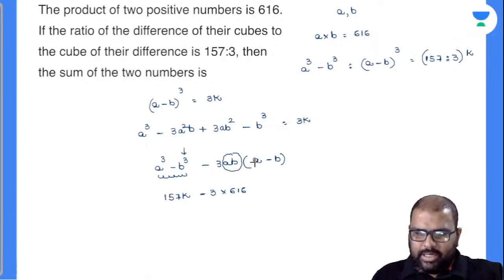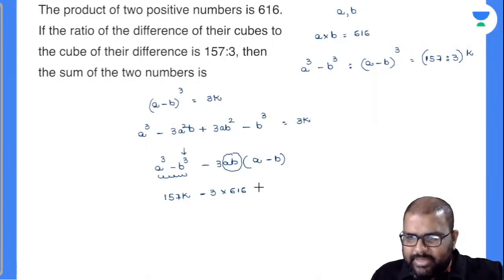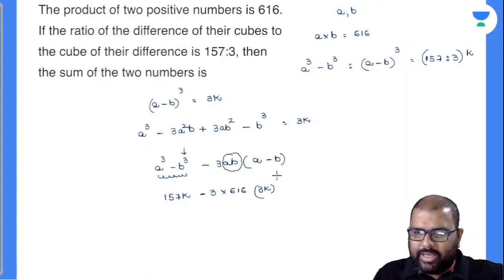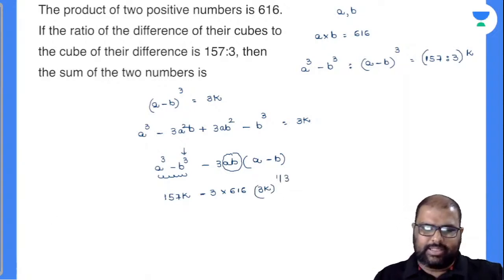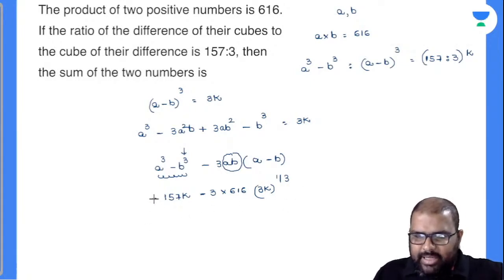So how can I write down a minus b? Already you know a minus b whole cube is 3k. So a minus b will be how much? 3k whole to the power of 1 by 3. Am I right or wrong? Can I write down like this? Yes, I can write down like this. So here, which is nothing but equal to 3k.